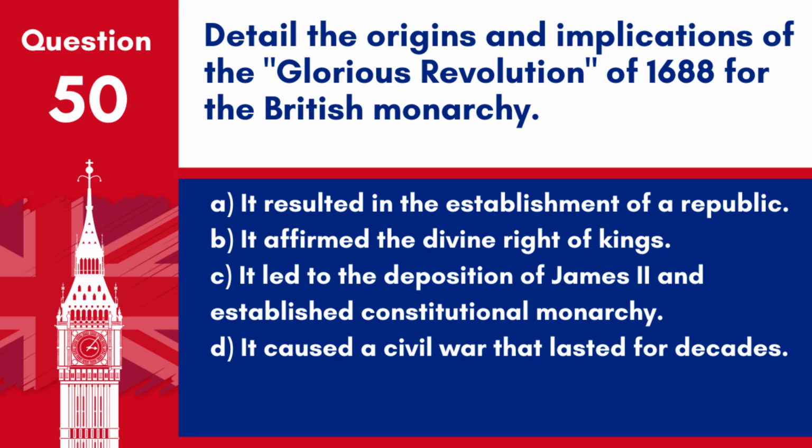Question 50. Detail the origins and implications of the Glorious Revolution of 1688 for the British monarchy. A. It resulted in the establishment of a republic. B. It affirmed the divine right of kings. C. It led to the deposition of James II and established constitutional monarchy. D. It caused a civil war that lasted for decades. Answer: C. It led to the deposition of James II and established constitutional monarchy. The Glorious Revolution of 1688 resulted in the overthrow of King James II in favour of William III and Mary II, significantly limiting the powers of the monarchy and laying the foundation for a constitutional monarchy in Britain.